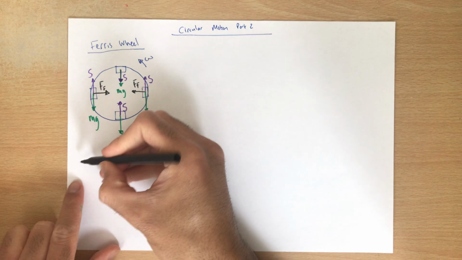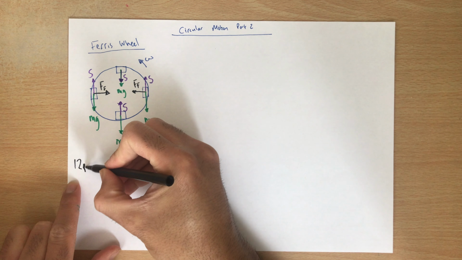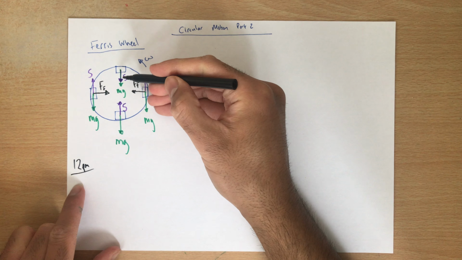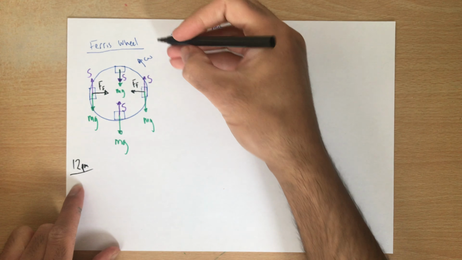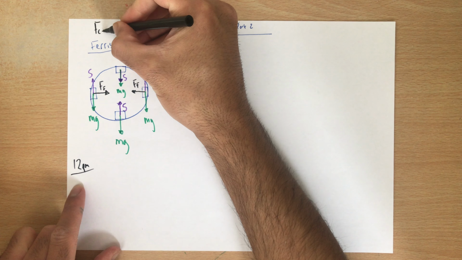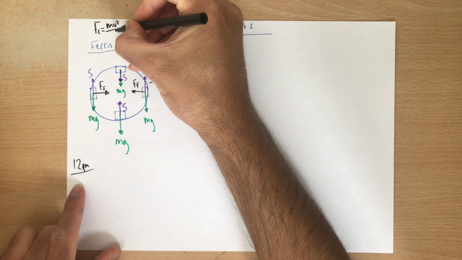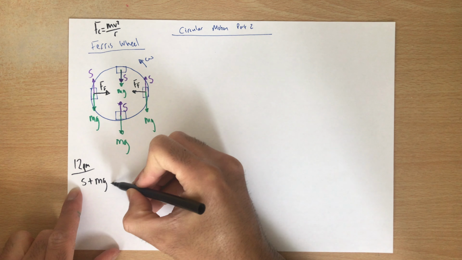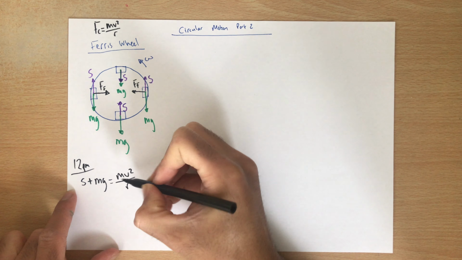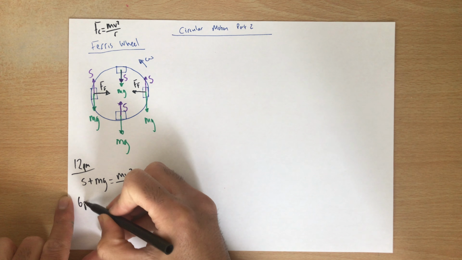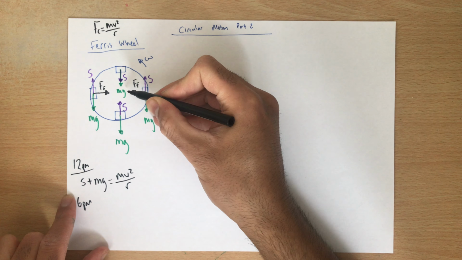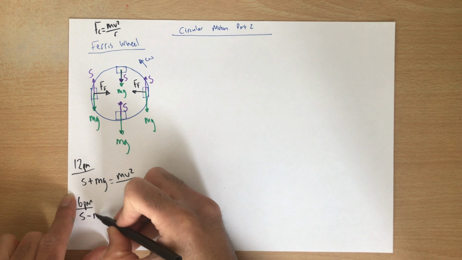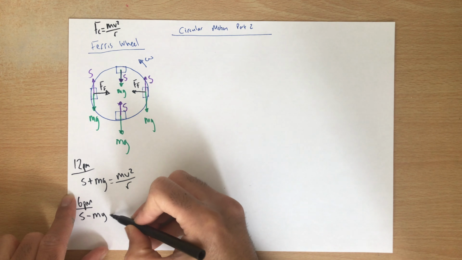So position number 1, the 12 o'clock position, which is right at the top over here, we've got 2 forces acting together, mg and S, providing the centripetal force. And if you remember from last lesson, centripetal force is given by mv squared over r. So in our case, S plus mg is equal to mv squared over r. In the 6 o'clock position, it's only the S towards the center of the circle. So essentially we've got S take away mg, because mg is acting in the opposite direction.